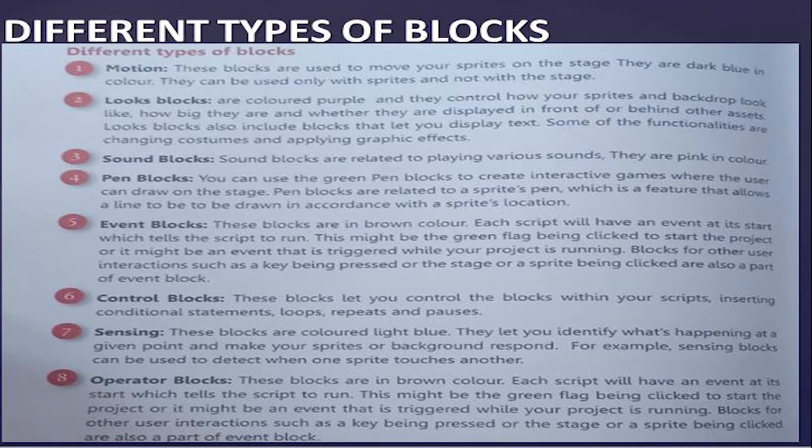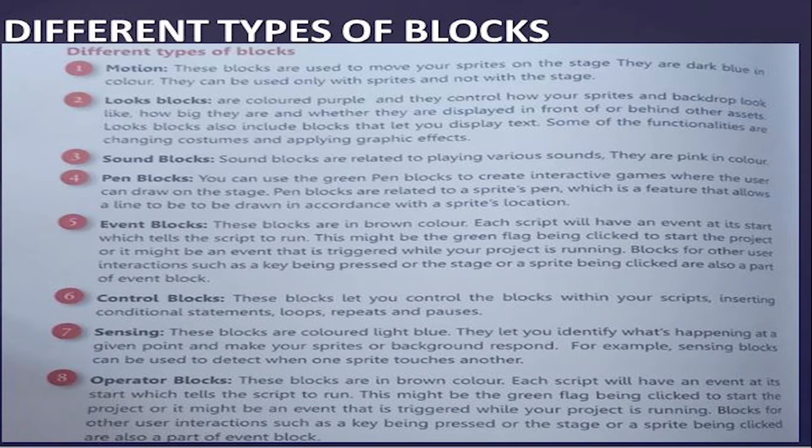Next one is pen blocks. You can use the green pen blocks to create interactive games. That means by using pen blocks you can create interactive games in the Scratch software. Next one is event blocks. The event blocks are brown in color. Each script will have an event which tells the script to run. This might be a green flag. So each script will have an event part.